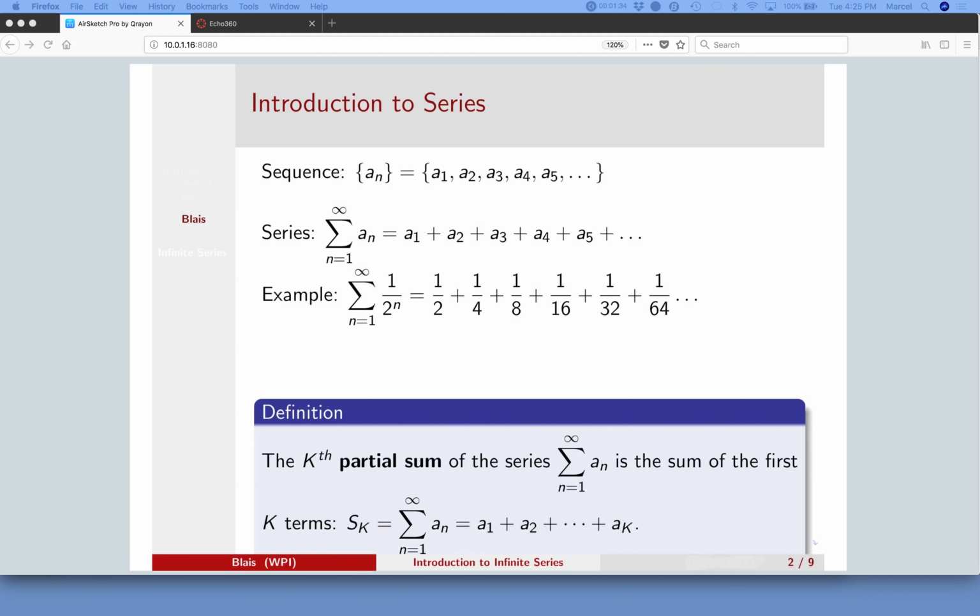Now, one way we can think about this is, what does it mean to add up infinitely many terms? Well, the first thing we can do to try and answer that question is say, we don't know what it means to add up infinitely many terms, but we know how to add up finitely many terms. So say the first two, we would call that S2. Or the first three, S3. Or the first four, which would be S4.